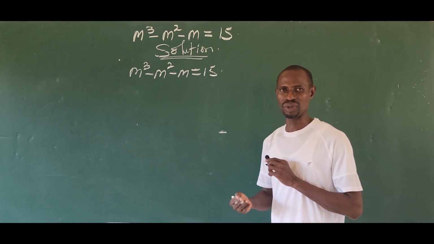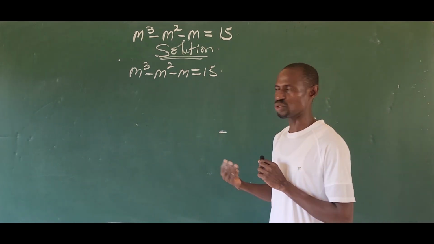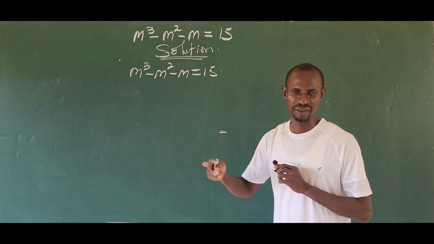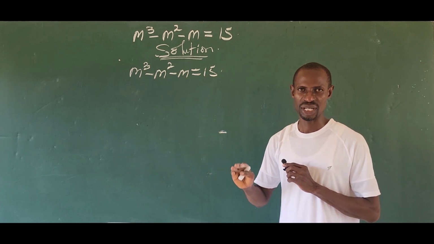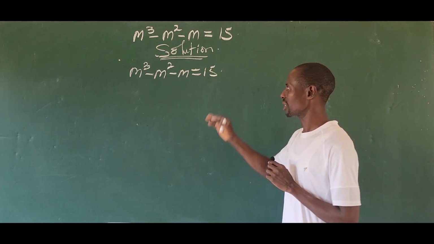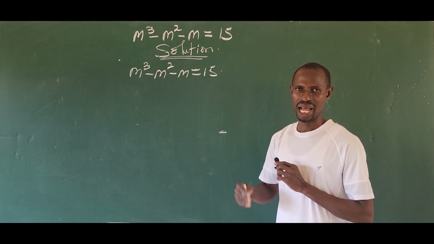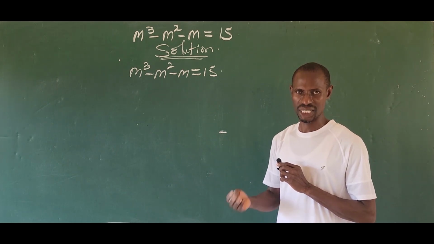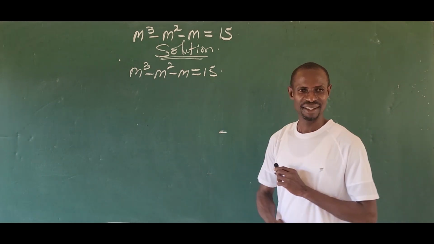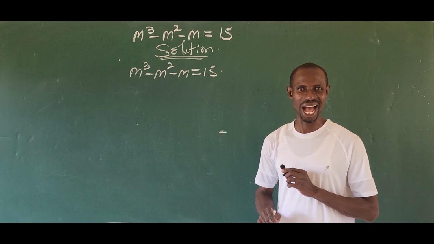2 to the power of 3 will give us 8. Then minus 2 to the power of 2 will give us 4, so 4 minus 8. Then 2 to the power of 1 will give us 2, and 2 minus 4 will give us positive 2. But here we have 15. So that will not work out.